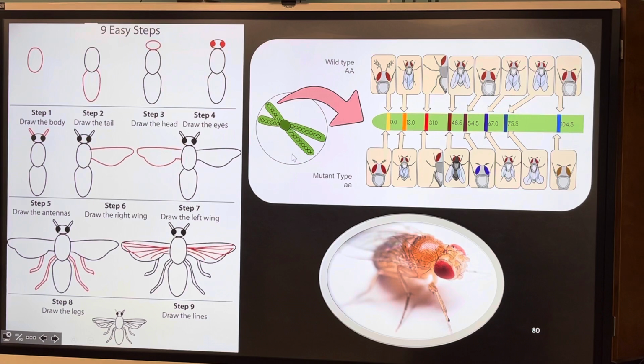So that's the big rectangular box on page 17, where it says draw a fruit fly. Don't worry about coloring it in or anything right now. Just get the basics down. It doesn't have to be perfect. You should be at least on step 4 by now.